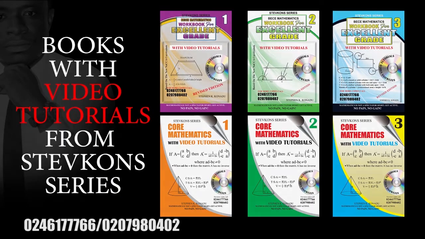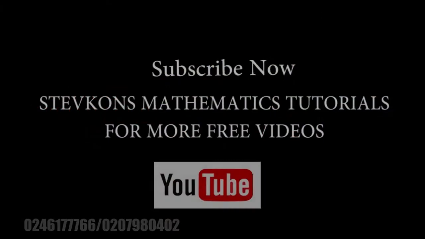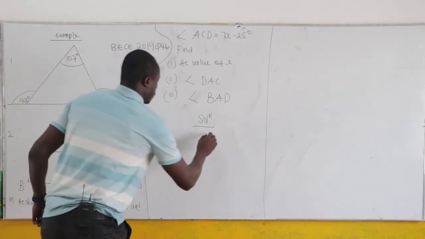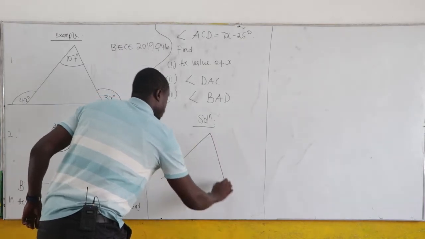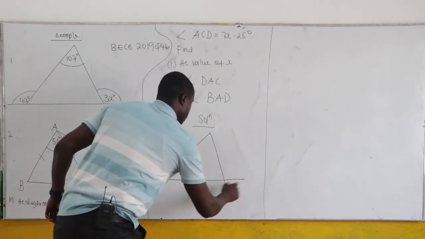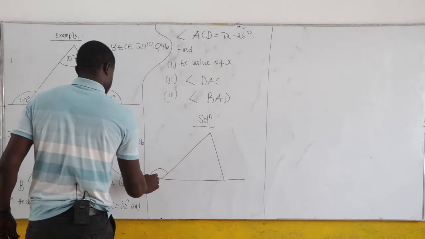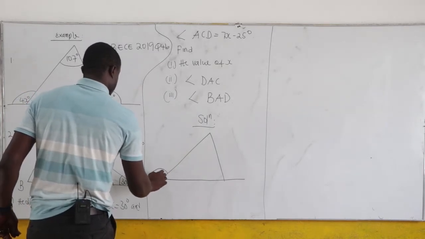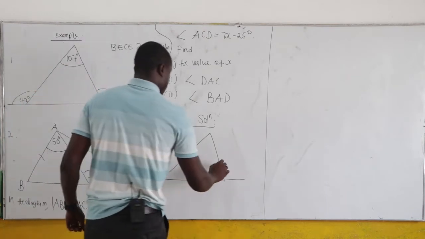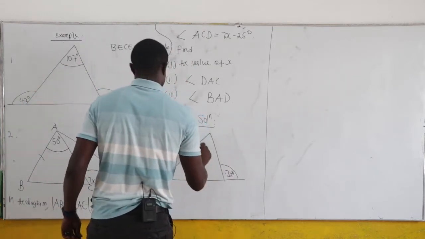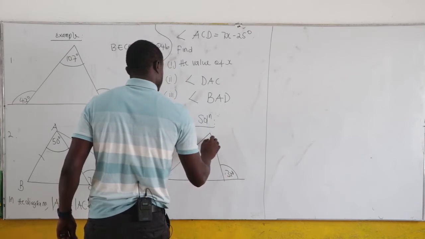Now let's consider the following past questions. The first one. Now let's redraw. So we have a triangle. Now the exterior angle over here is giving us 4x degrees. Now the angle over here is also 3x degrees. That is 107 degrees.